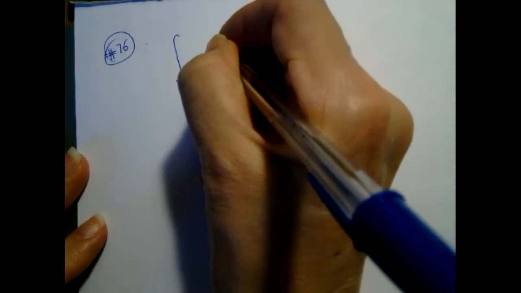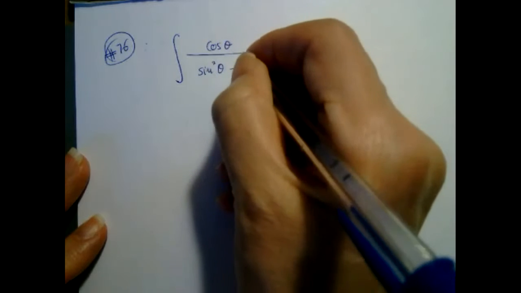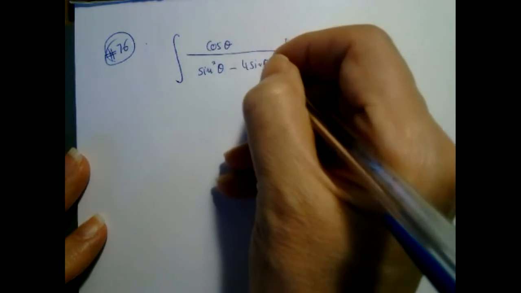All right, so we're going to look finally at number 76 and see what this is about. It's the integral of cosine theta d theta over sine cubed minus 4 sine theta.